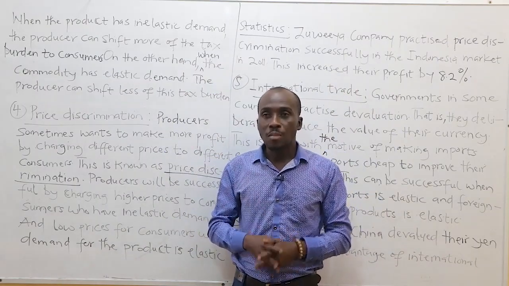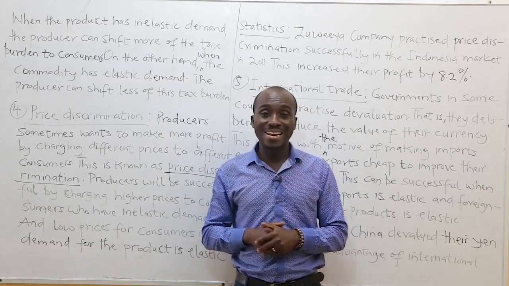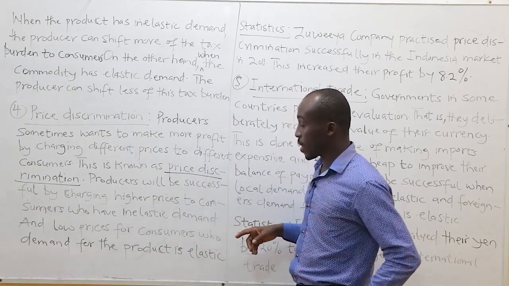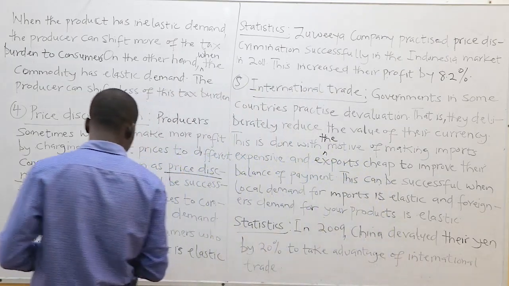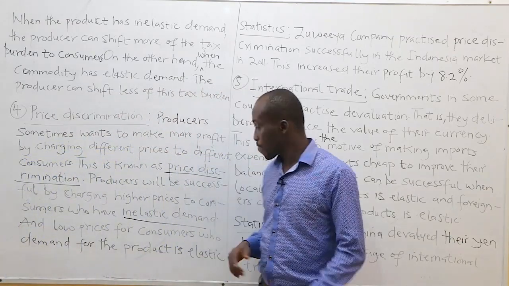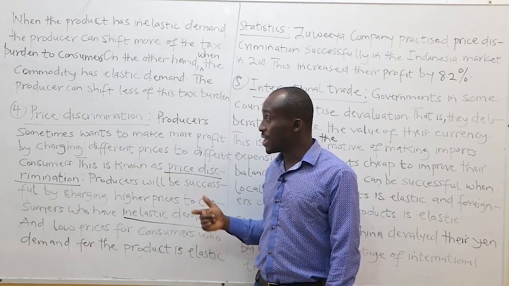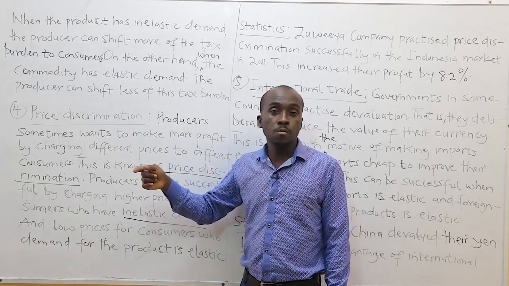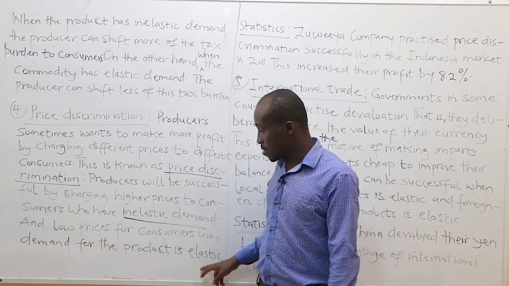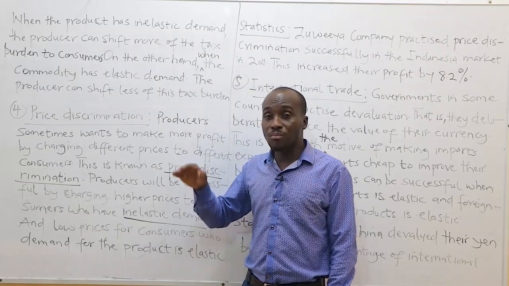That's price discrimination. But whether you can be successful depends on whether the demand of the people you want to practice it on is elastic or inelastic. If the demand for the product is inelastic, it means that you can even increase the price for such a product because they will still be buying. But if the product is elastic, then you have to be very careful with the price, and you can lower the price.